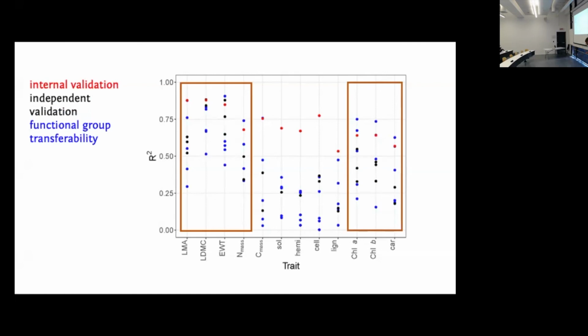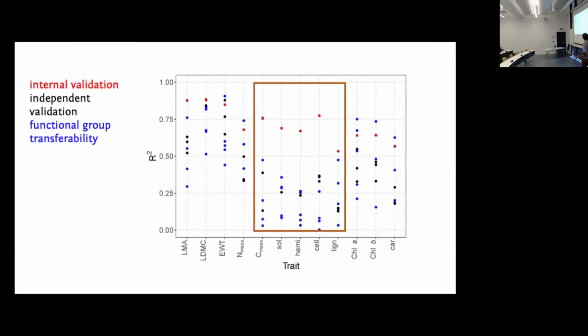And for the other traits, the carbon and the carbon fractions, there seems to be a pretty steep drop off, in that the internal validation seems to work quite well, maybe not as much for lignin, but for the others it seems to work quite well. And then as soon as you apply it to anything outside that internal validation data, like from a different data set, the performance is considerably worse.